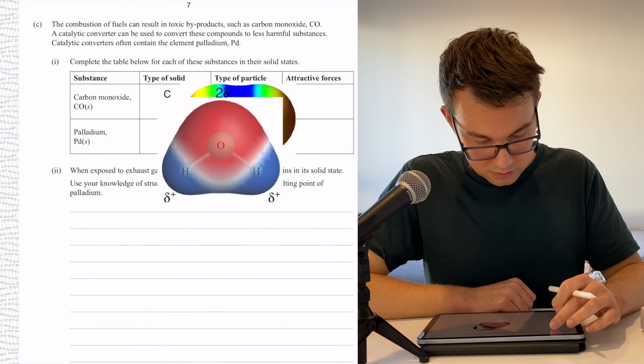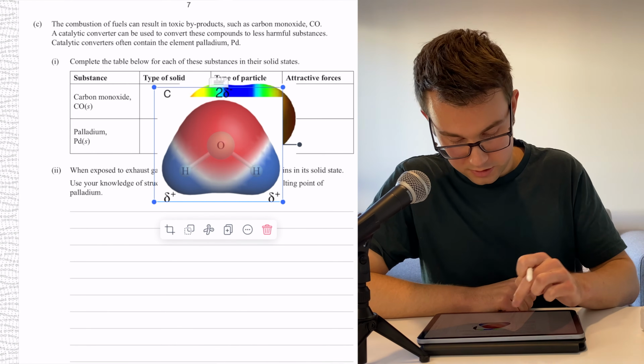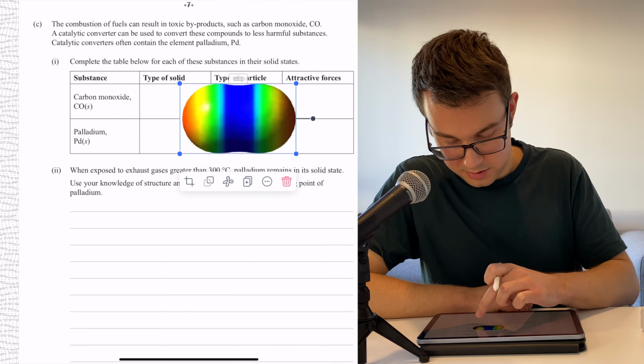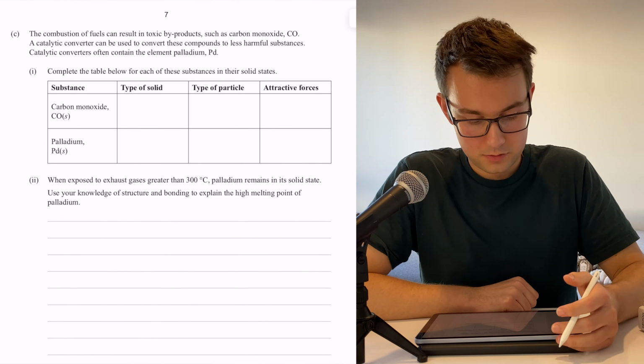There's only one more question, and it's question C, and we can get rid of these diagrams. Bye, Bean. Nice knowing you. Okay, final question. Question C.